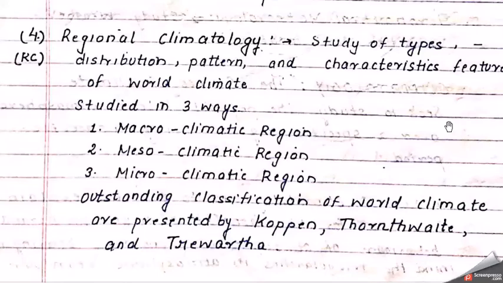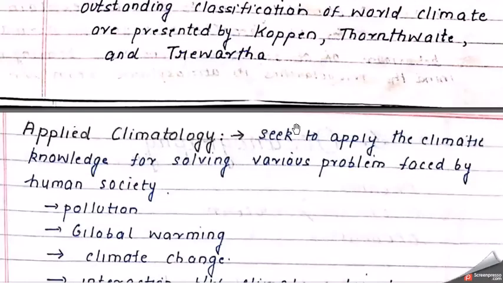But some of the three pioneers who classified the world climate are Köppen, Thornthwaite, and Trewartha. We are going to study this even in our geography paper 1 and geography paper 2, since this is a topic in both the papers.